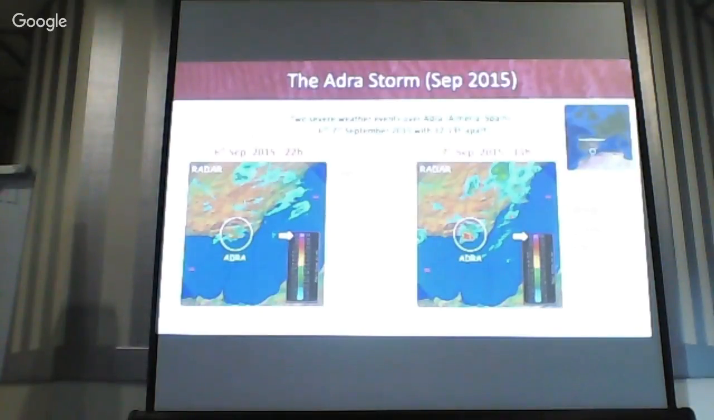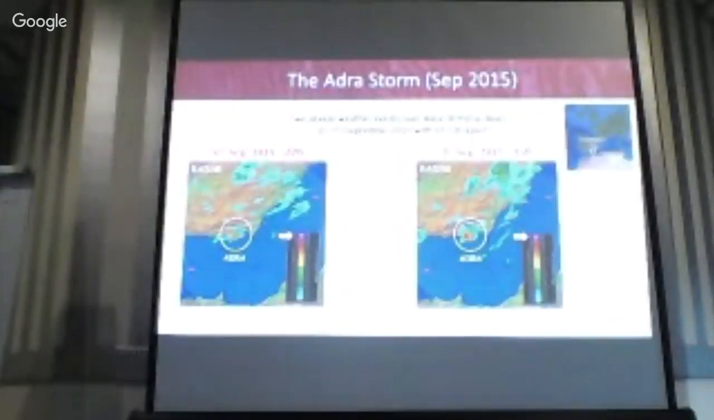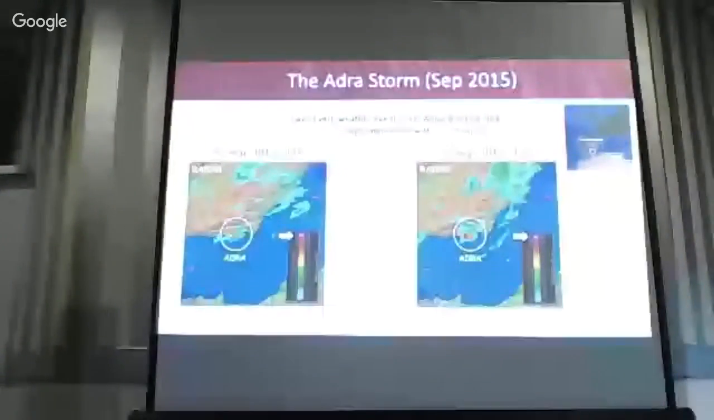The first one was on the evening of the 6th of September, and the second one about 12 hours later, on the morning of the 7th of September. Exactly the same place. In fact, the flash flood took place in the second event, not in the first one, although precipitation was very intense also in the first one.